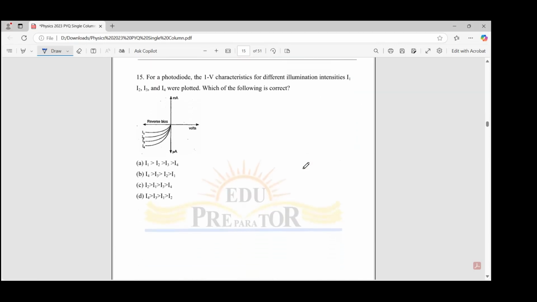But question number 15 is again from a topic which you people have not studied in 12th class. So there is a junction diode, photodiode. Please keep one point in mind, it is always reverse biased. Because it is reverse biased, we have the characteristic which is drawn in the third quadrant. Now the additional information which has been provided, and everyone knows that the more the illumination, the more will be the value of current. So we have B as the correct answer because more illumination, more intensity, more current. So let us move further.